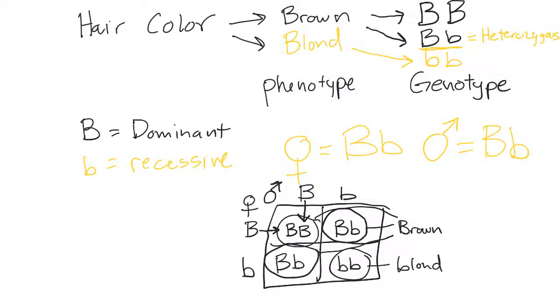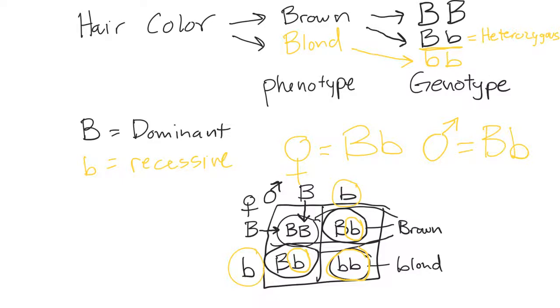Yes? Would their parents have to be blonde? No, they just have to have this recessive gene which is not expressed, right? And if they both contribute a recessive gene to the sperm and to the egg, then they will end up with a blonde child. Where do they get the recessive gene from? They got it from their parents, but it was not expressed because they have the dominant one.